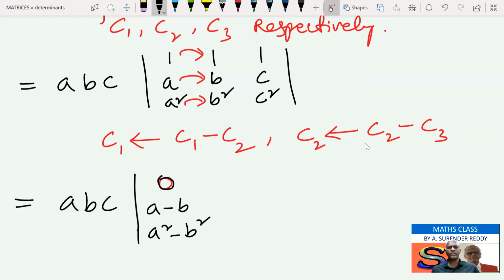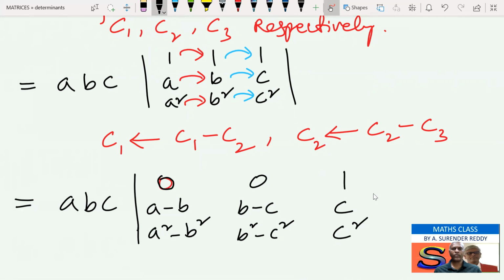We are changing C2 as C2 minus C3. So C2 minus C3: 1 minus 1 is 0, b minus c, this is b square minus c square, and the third row is as it is, 1, c square. No change in the third row.